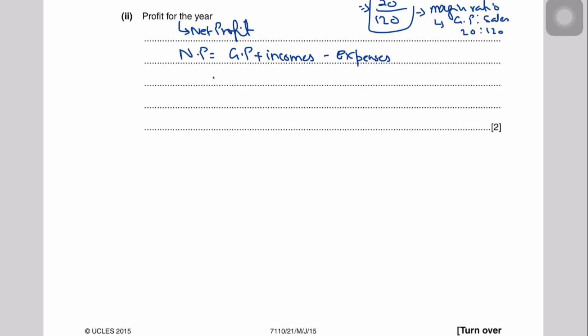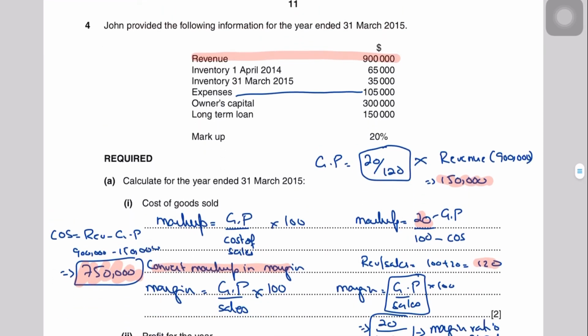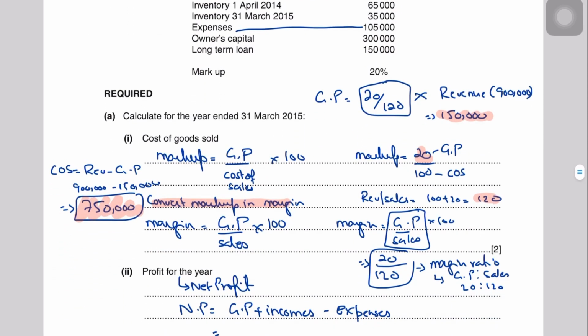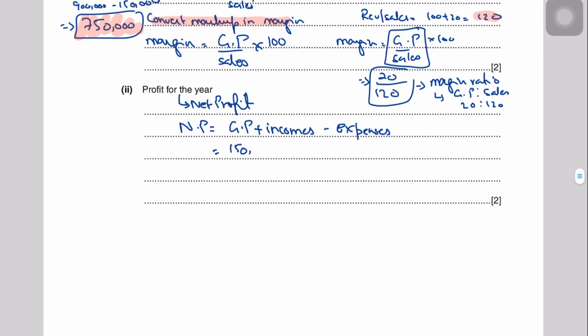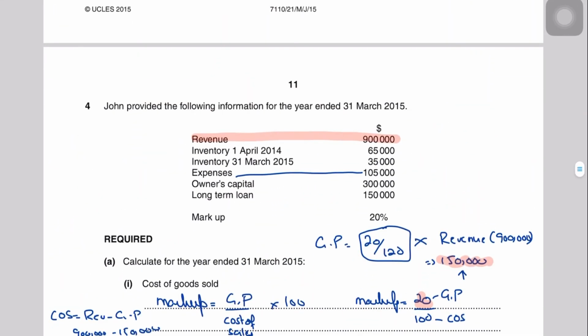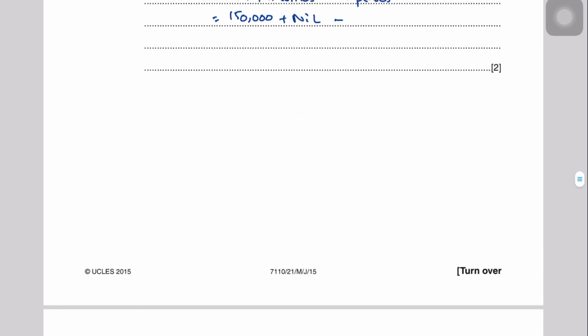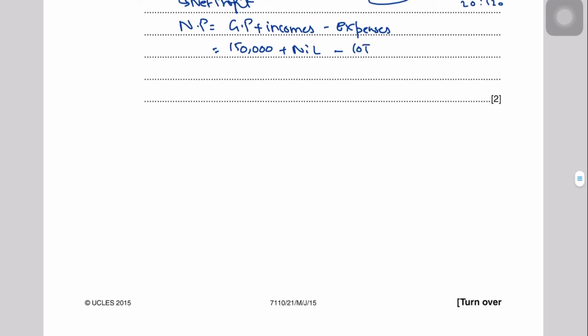The gross profit we calculated in part A was 150,000, right? So you will write this down, 150,000 plus the incomes, there are no incomes in the question, minus the expenses. The expenses are 105,000, given in the data of the question. So the answer would be 45,000 is your net profit, that is profit for the year.